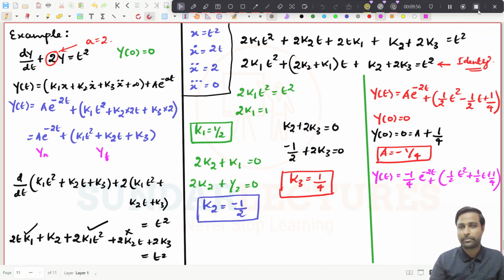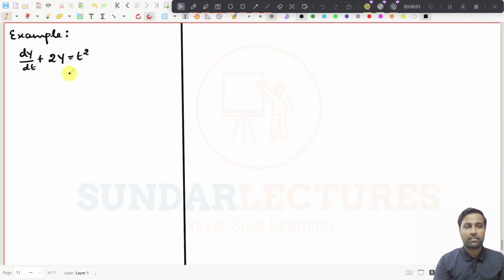Thank you. See, we have taken a simple example and we try to solve this one by ourselves. This is the first order differential equation, and I am taking the forcing function to be t square here.